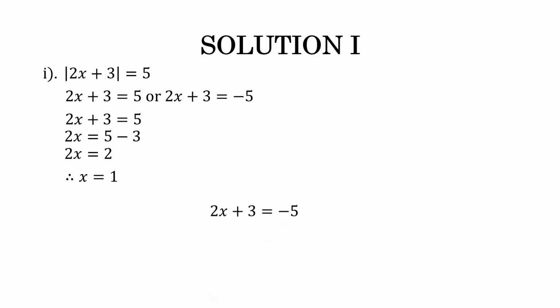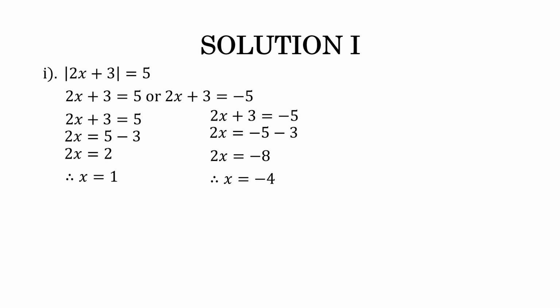Now for the negative 5, just do it and find x. You put negative 4 into it. You get negative 8 plus 3, which is negative 5. So the absolute value of negative 5 is actually equal to 5. So both are correct. x is equal to 1, or x is equal to negative 4. Very good.